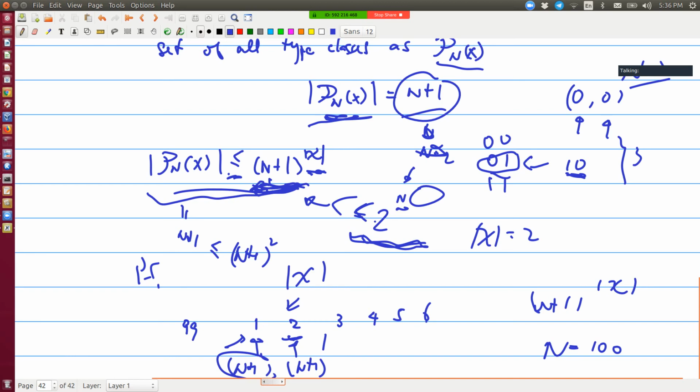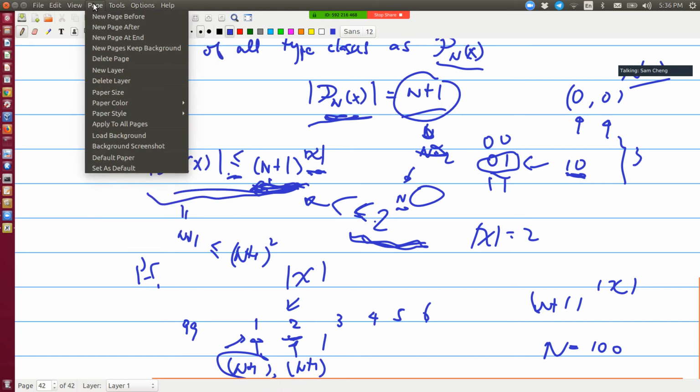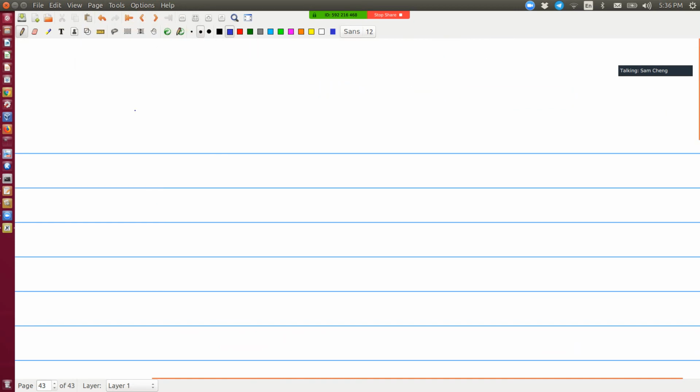How will you illustrate that? Okay, we are counting the number of types, right? What would be a different type? For the same type, they will have the same number of ones, the same number of twos, the same number of threes, and so on. For a sequence of length n, the number of ones can be only 0, 1, 2, 3, 4, up to n, right? And that would be n plus 1, so many of them.